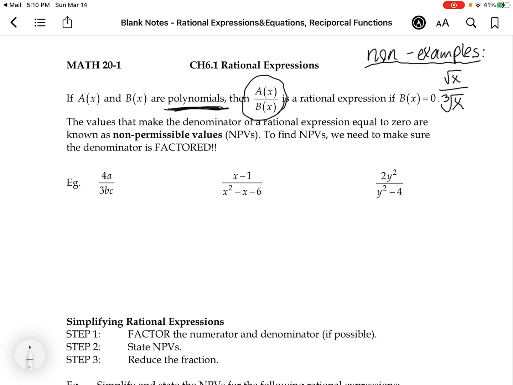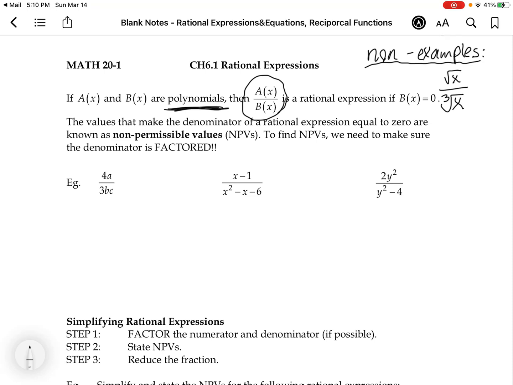Okay, now there is one thing that rational expressions have that regular rational numbers do not have, that we have to think about. And that is something called a non-permissible value. And sometimes these rational expressions have more than one non-permissible value. Okay, and a non-permissible value is any value of the variable that would make the denominator equal to 0.